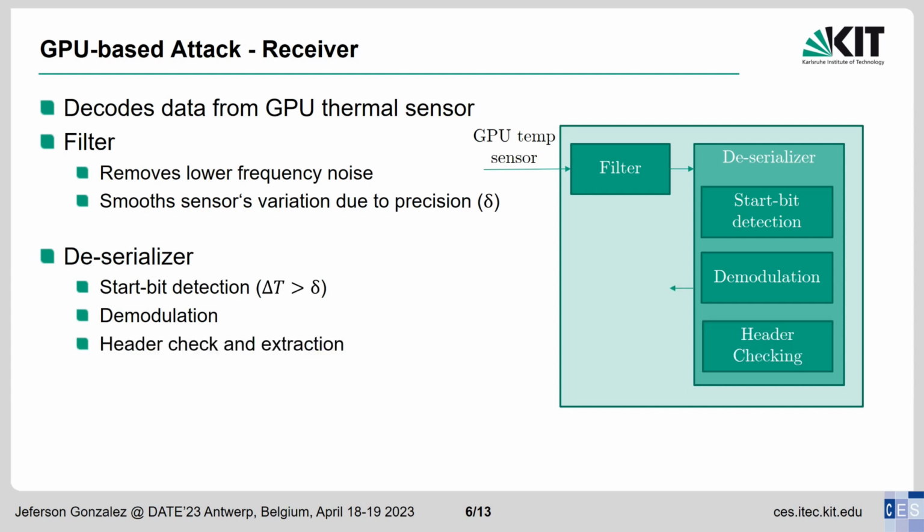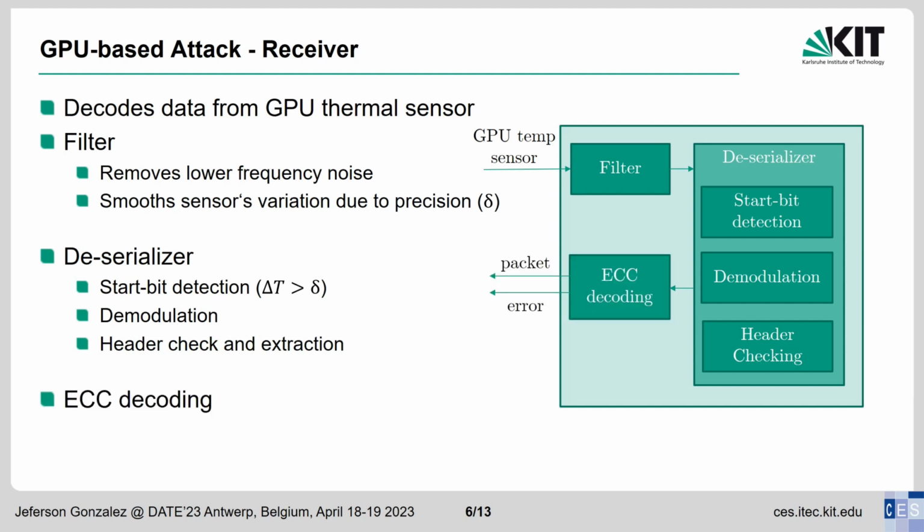When all the bits from the packet have been demodulated, we check that the header is correct and remove it from the packet. Packets with incorrect headers are discarded and an error is marked. After the header is extracted, we apply the error correction decoding to extract the original data. If an error remains after correction, the packet is again marked as incorrect.